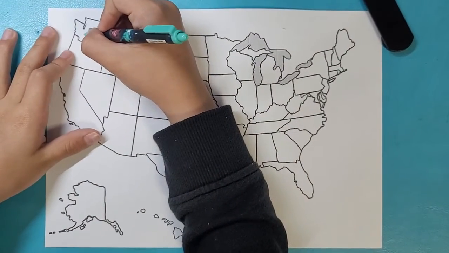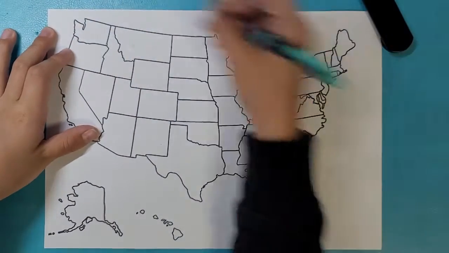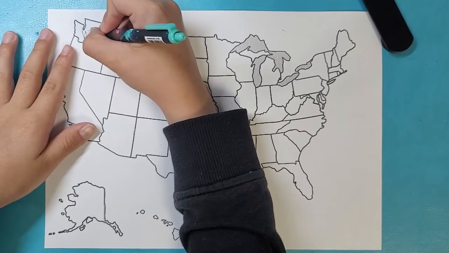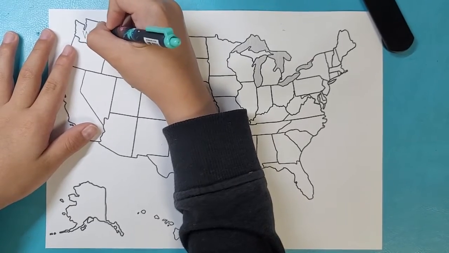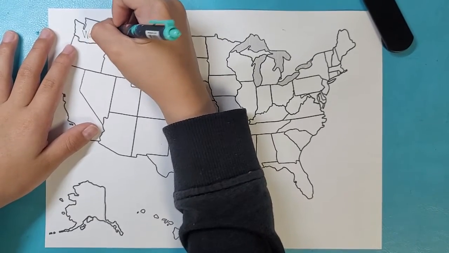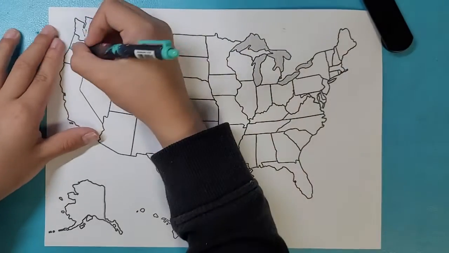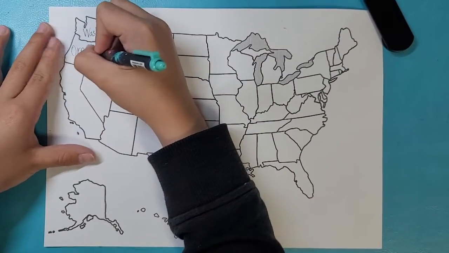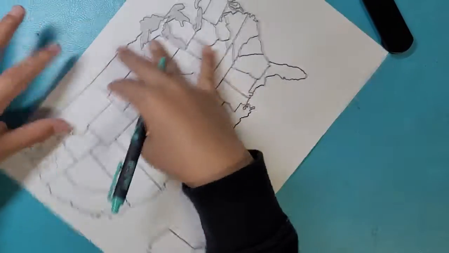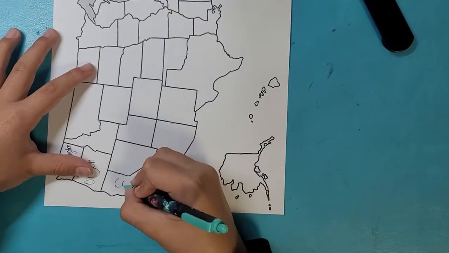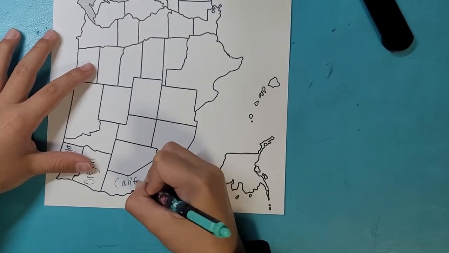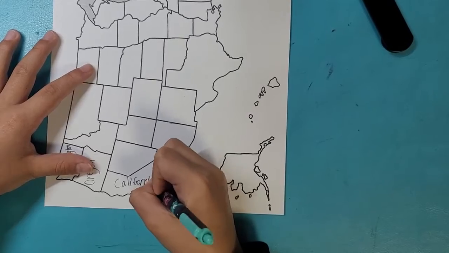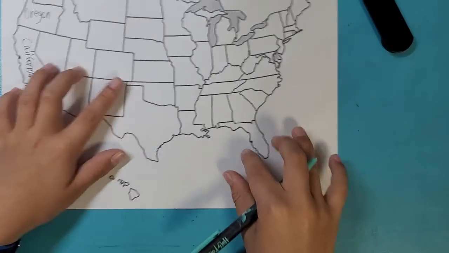First of all, we're going to go from the west to the east. There's Washington, not Washington DC, all right? Not all the way over to the east. And then here's Oregon. There's California.